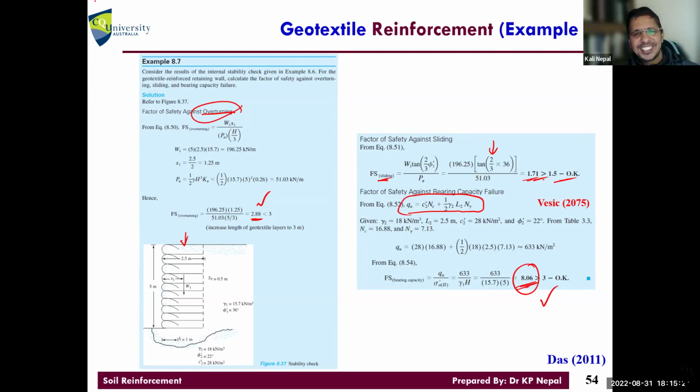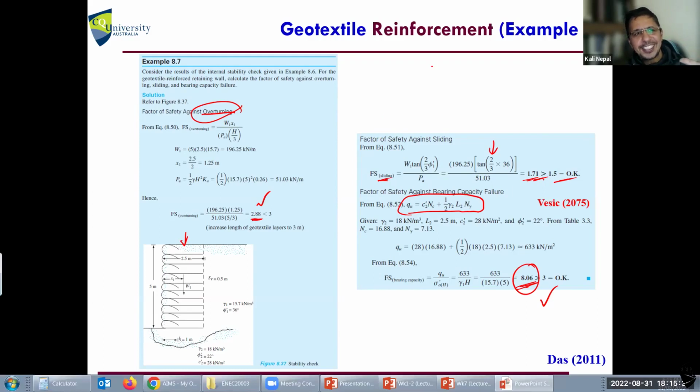How do you feel? Easy, yeah? No? So there are formulas, right? Just need to learn, right? That's 6 steps: lateral earth pressure, type of reinforcement, spacing and detailing, length. And then we just check those 3 things: sliding, overturning, and bearing capacity. Okay, so I think enough for today.